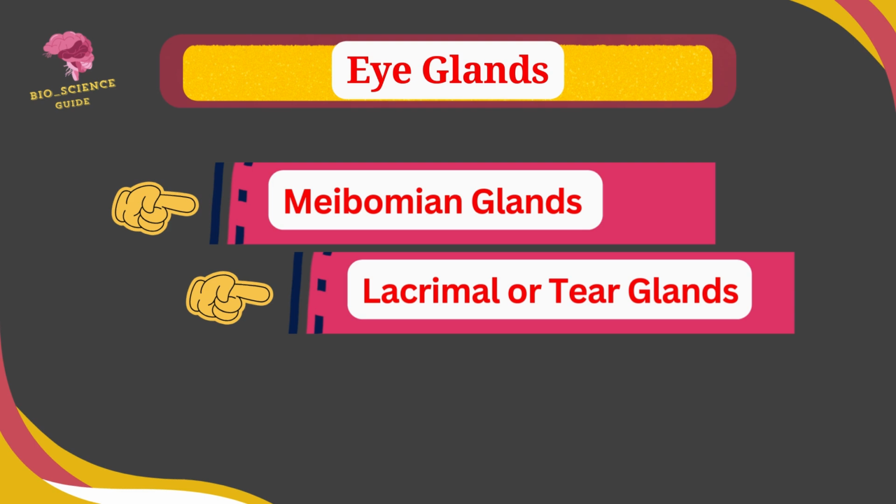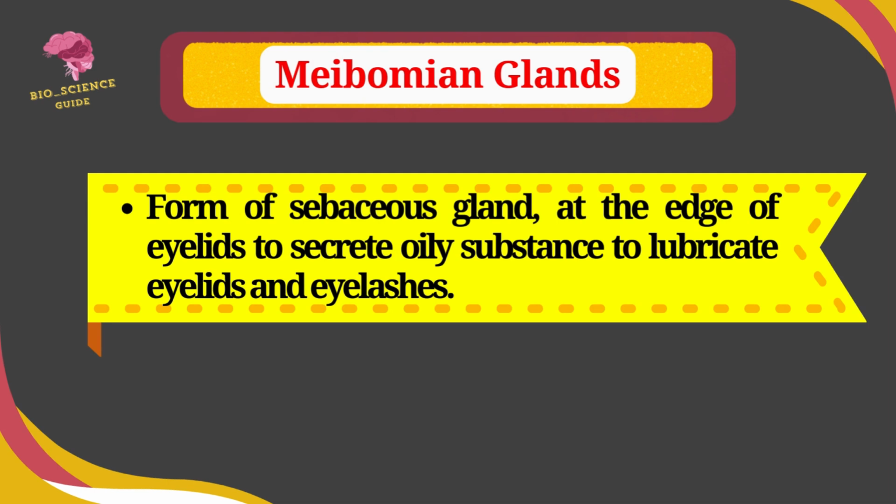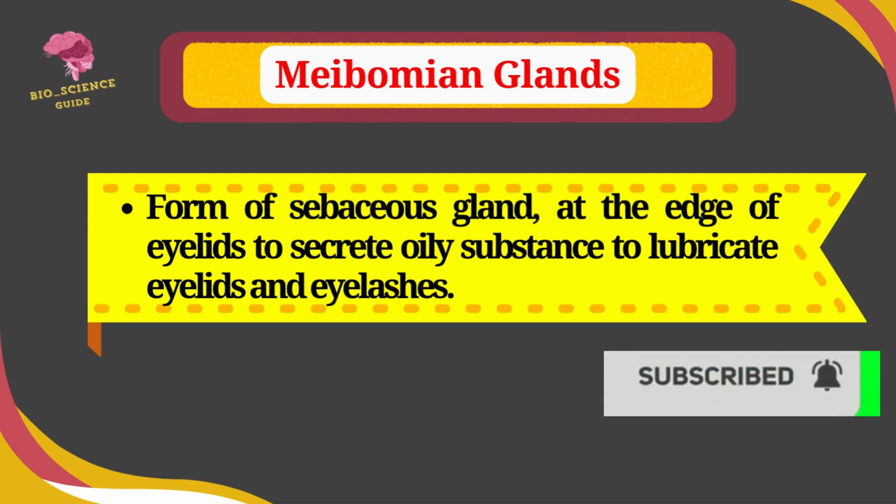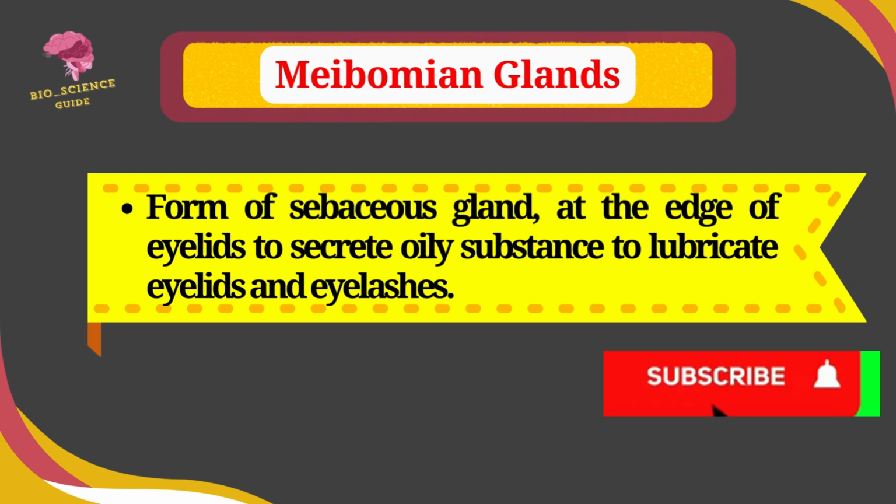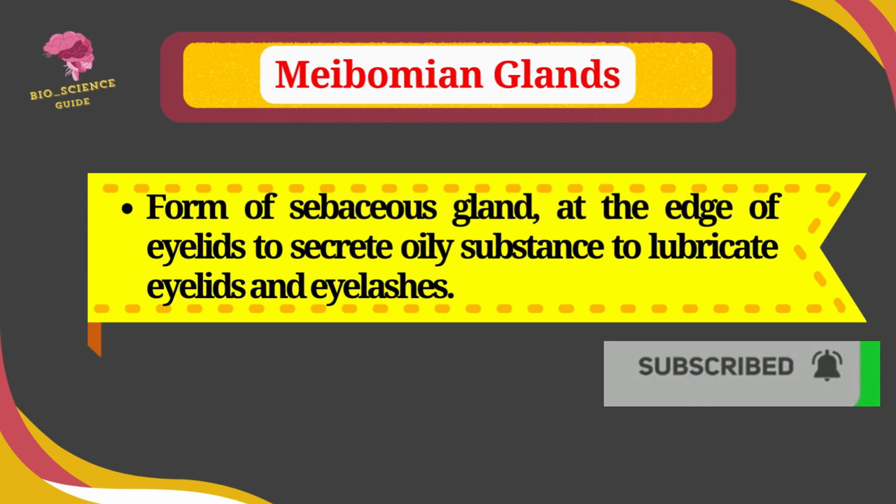The human eye consists of glands: the meibomian glands and the lacrimal or tear glands. Meibomian glands, which are a form of sebaceous gland, are at the edge of the eyelids and secrete oily substances that lubricate the eyelids and eyelashes.